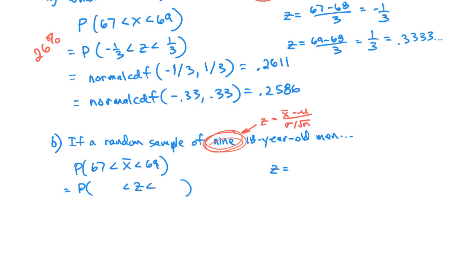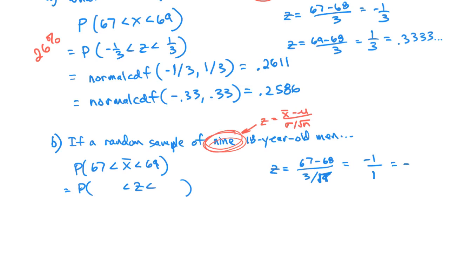So using this formula here, and I'll do for 67 first. So we go 67 minus the mean of 68. And then the standard deviation is 3 divided by the square root of 9. Kind of convenient how they did that, isn't it? The square root of 9. So if we do this, we get -1, and on the bottom we get 3 divided by the square root of 9. Well, the square root of 9 is 3. What's 3 divided by 3? That's just 1.